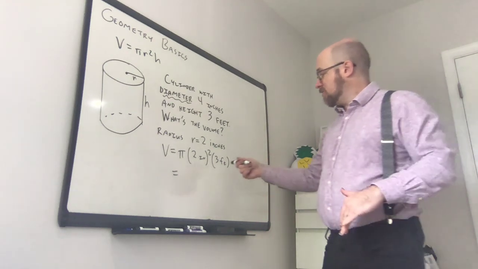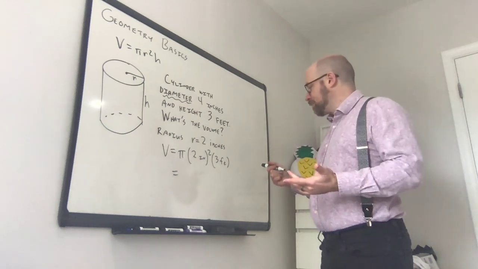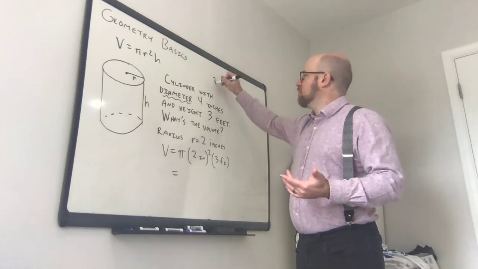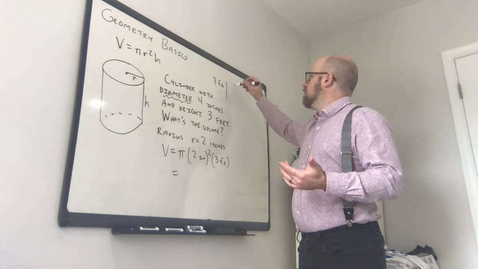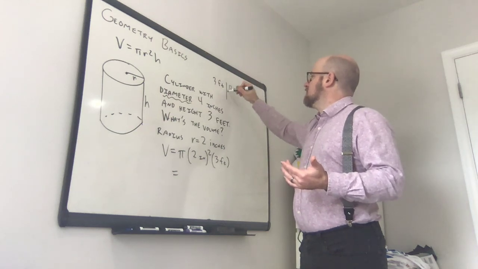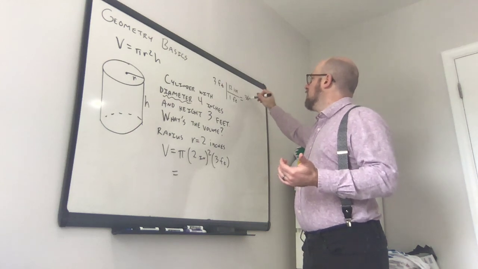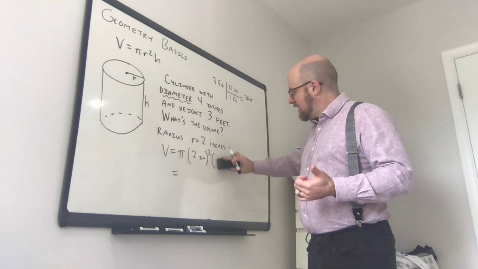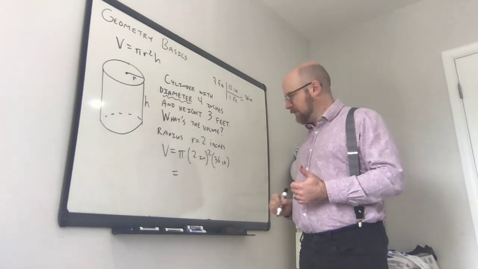I'm going to convert 3 feet into inches. It's a little bit easier. And 3 feet, each foot is 12 inches, right? So 3 feet times 12 inches per 1 foot, right? Our dimensional analysis from before gives us 36 inches. And so rather than 3 feet, we'll use 36 inches here.